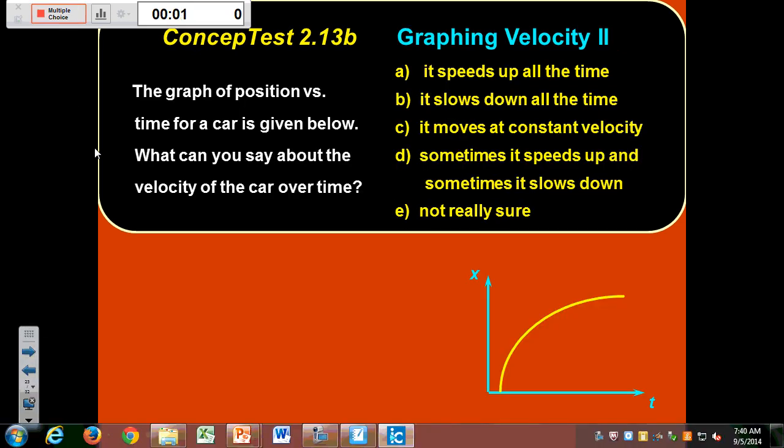A graph of position versus time for a car is given here. What can you say about the velocity of the car over time? I'm going to stop at 50. Just a few more seconds.